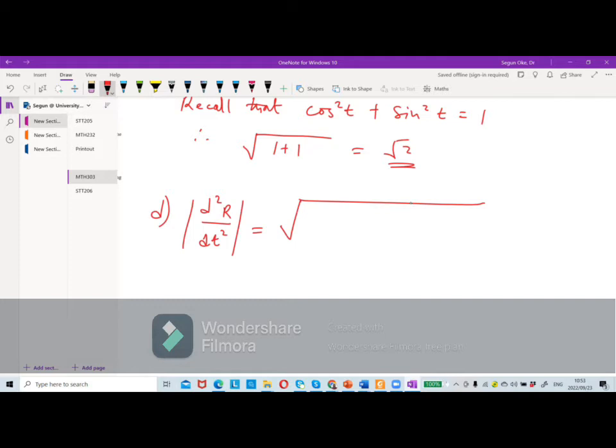Now we have to do the same thing to the square root of dz over dt squared. So the square is what? Minus sine t, minus sine t squared, plus minus cos t squared. Everything equals to what? 1. Do you agree with me? Yes, sir. Any question before we move on?